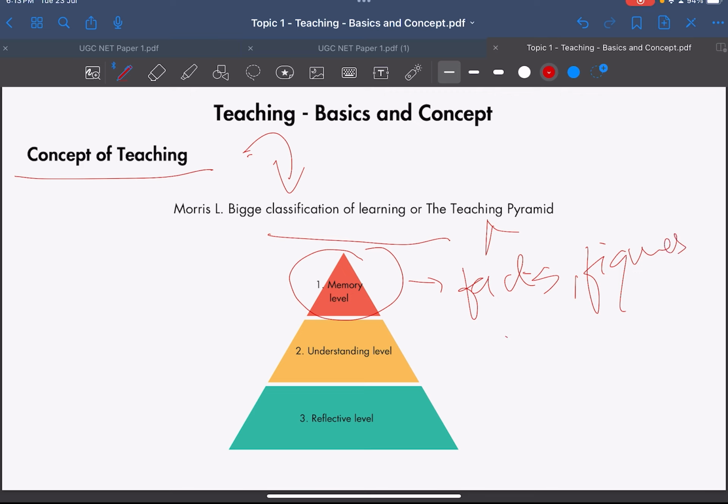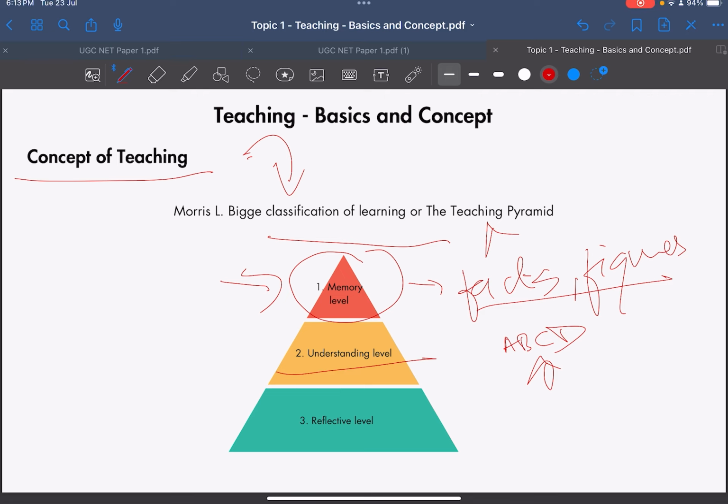when as a kid you first learn ABCD, you're asked to mug this up, right? You need to know ABCD in order to form sentences. So that's basically your first level of learning. Only if you know certain facts and figures, then you can understand a few concepts. Next is understanding level of teaching.